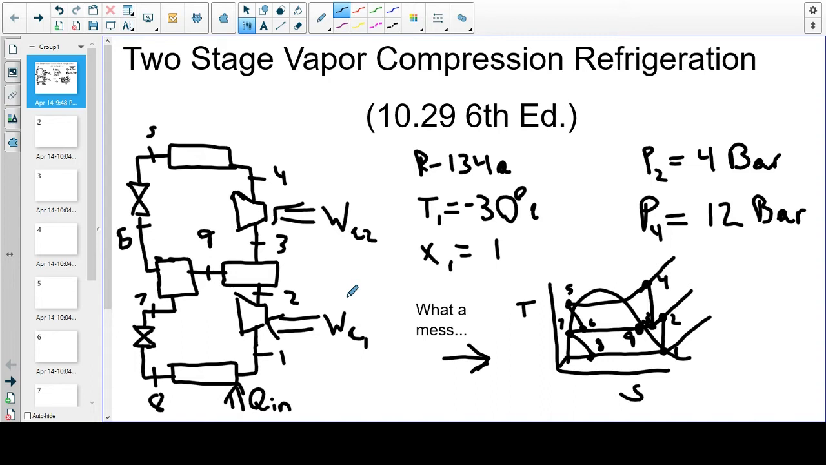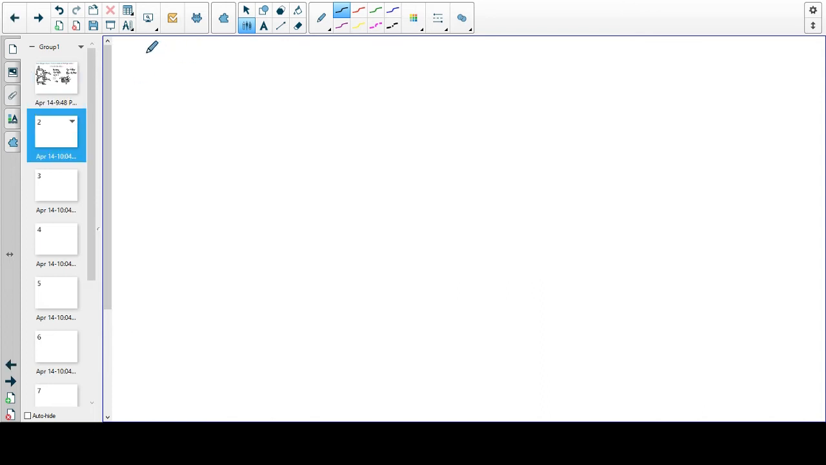This time we are doing a two-stage vapor compression refrigeration cycle. This one's kind of a doozy. It's going to be a little long, but if you need to see the values, just pause the video and write those down. But besides that, we're going to get right into it. I feel like I say that every time.